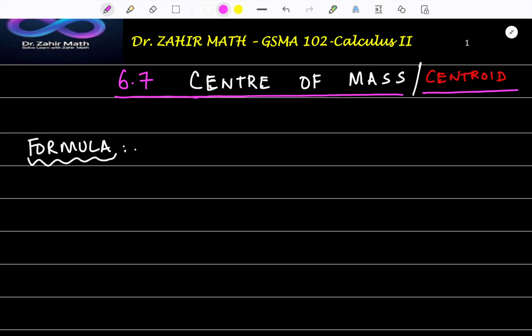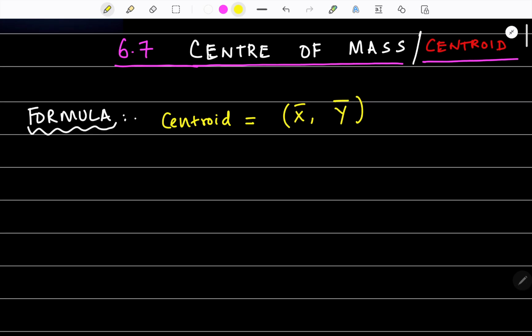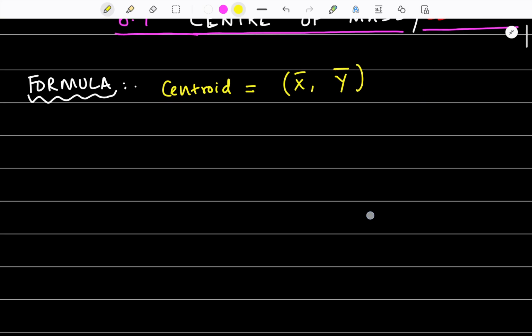So what is the formula for center of mass? Center of mass or centroid is given by the formula x bar comma y bar. Is this easy, teacher? No, wait a minute. X bar comma y bar is a formula for centroid, but this x bar and y bar has some formulas. Keep in your mind, this is an important part of GSMA 102 and it's the last topic of Calculus 2 Module 2, especially for your exams. Let's begin together slowly and clearly.